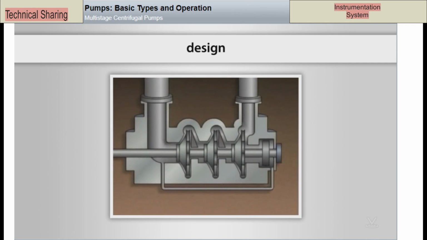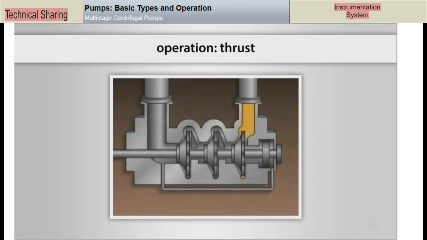Here's a simplified illustration of a multi-stage centrifugal pump. Since it has 3 impellers, it is a 3-stage pump. Each stage of the pump has its own volute. In the volute, the fast-moving liquid slows down and its pressure increases. Each of the first 2 volutes discharges into the suction eye of the stage that follows it. The third stage volute discharges into the pump's outlet.